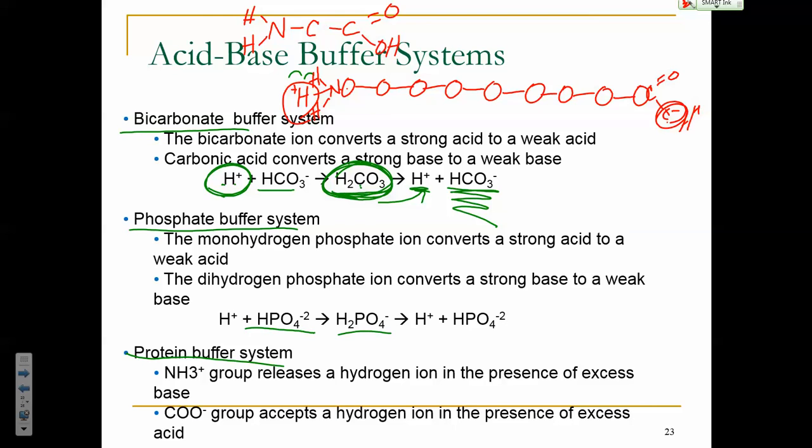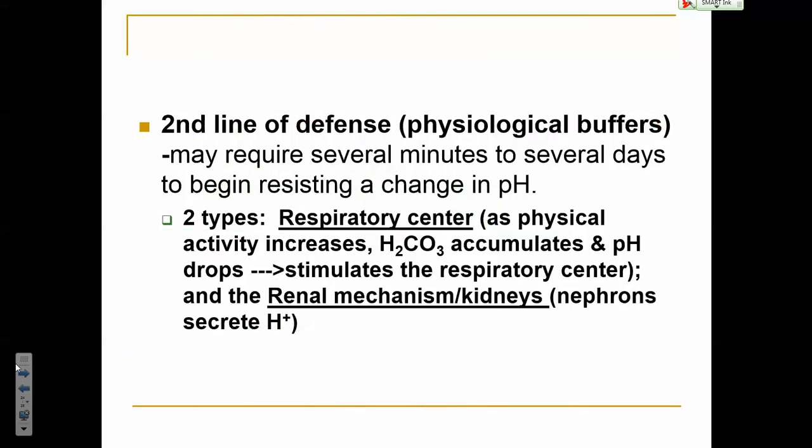That's pretty neat. But you just need to list: there's a bicarbonate buffer system, protein buffer system, phosphate buffer system, and their function is to convert what to what? Strong acid to weak acid and strong base to weak base. So they prevent a big change in pH. They don't prevent a change, they just make it less drastic. Okay? So that's your first line of defense. First time you have a change in your pH, these chemical buffers kick in.